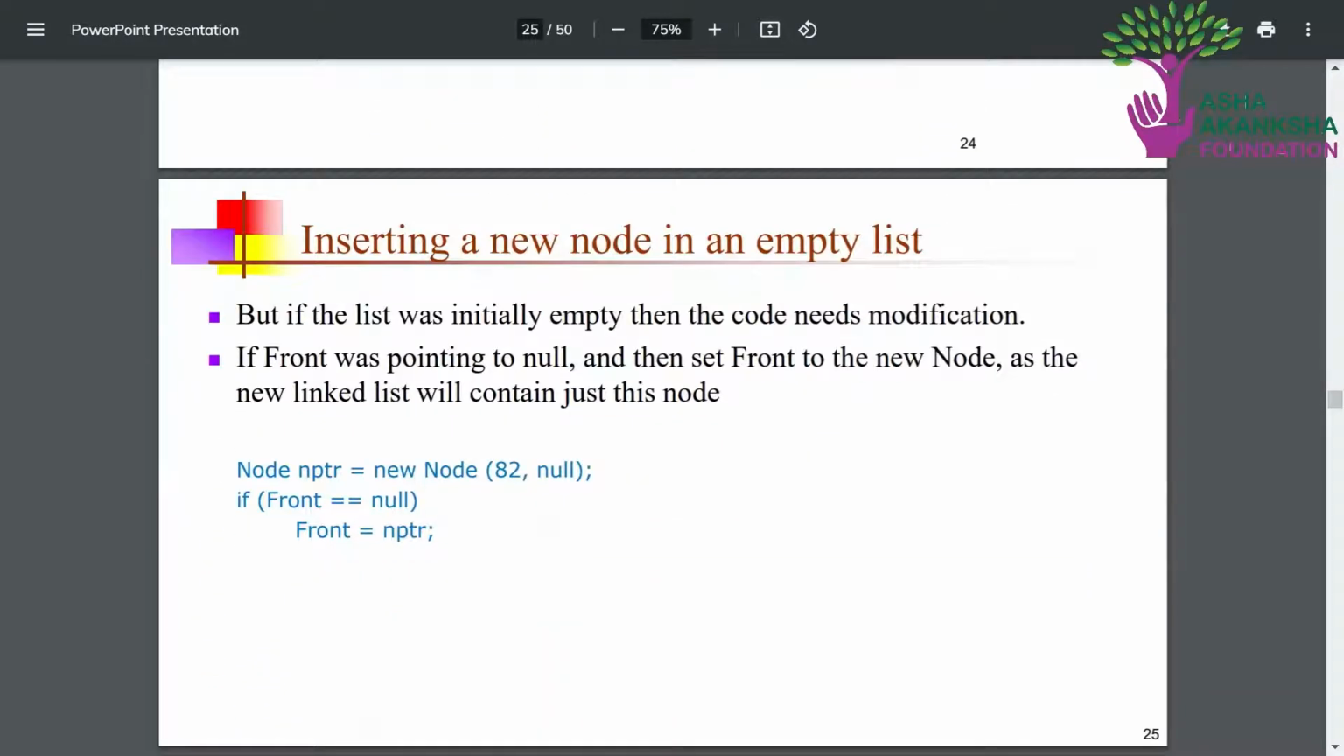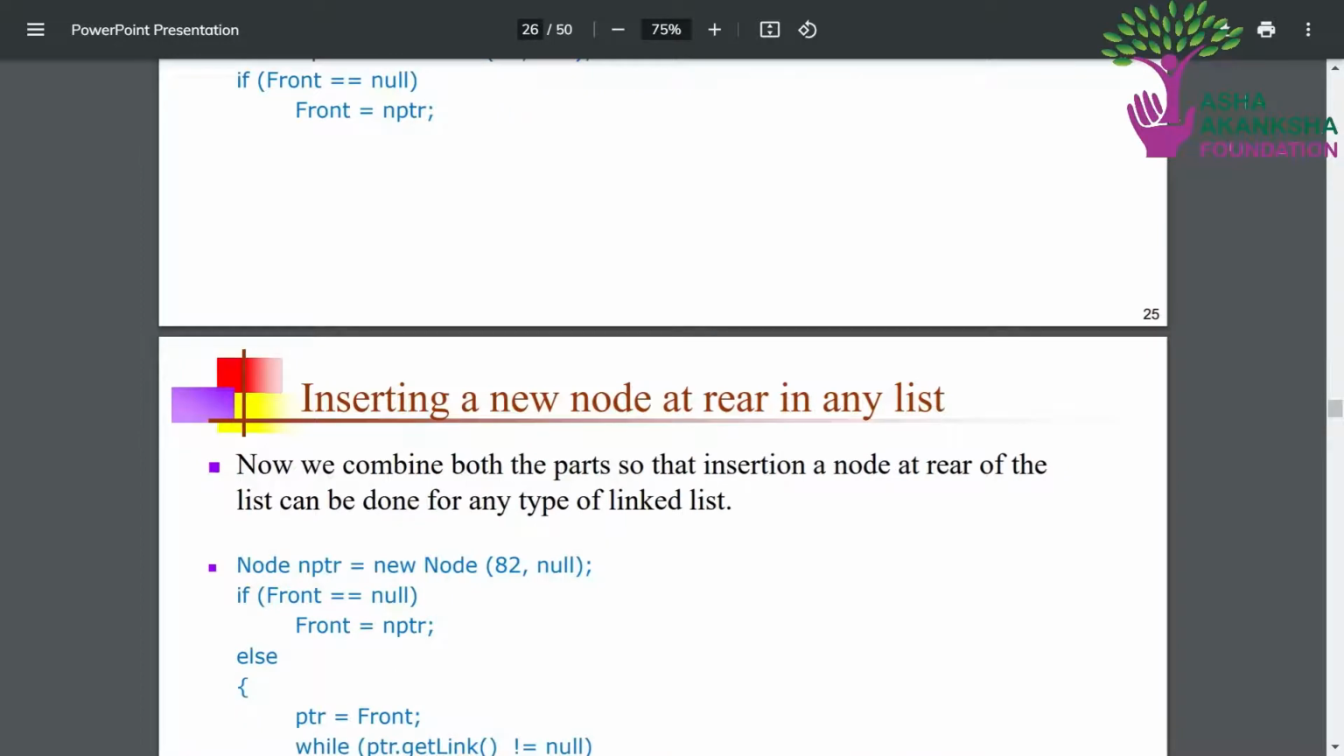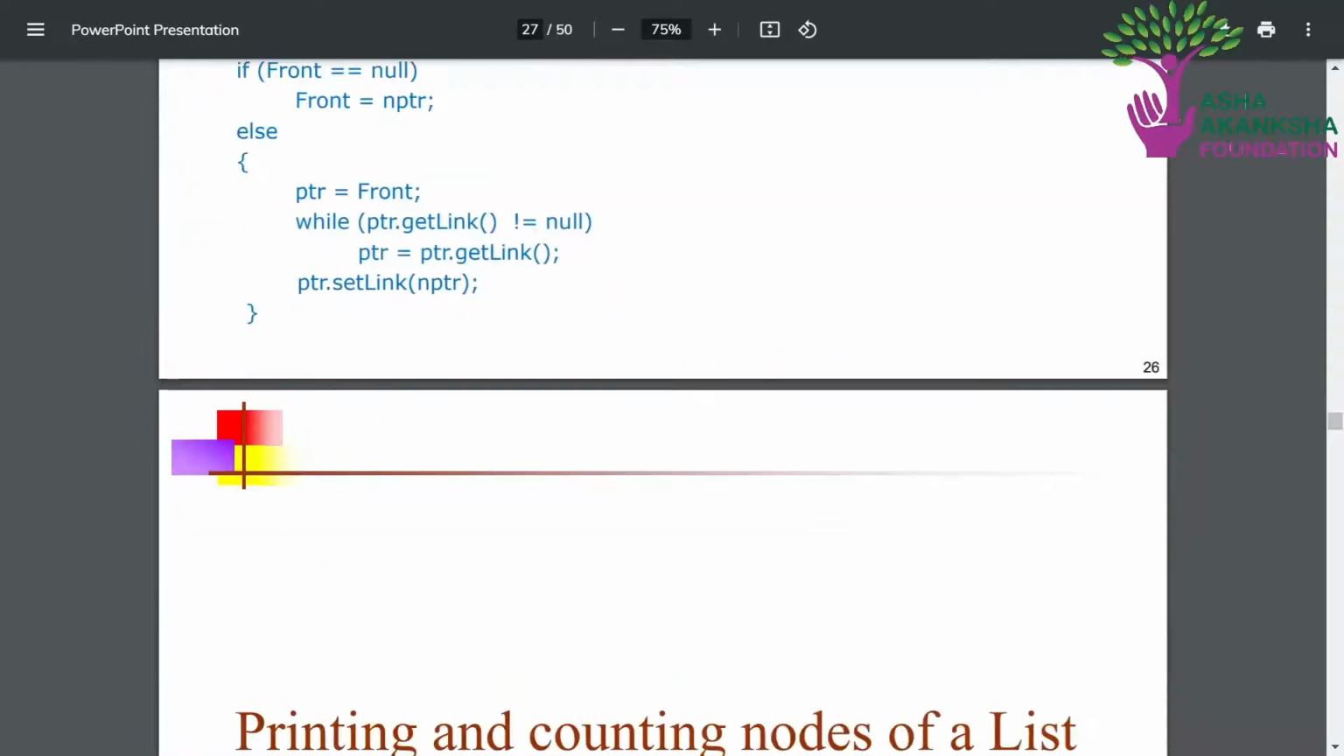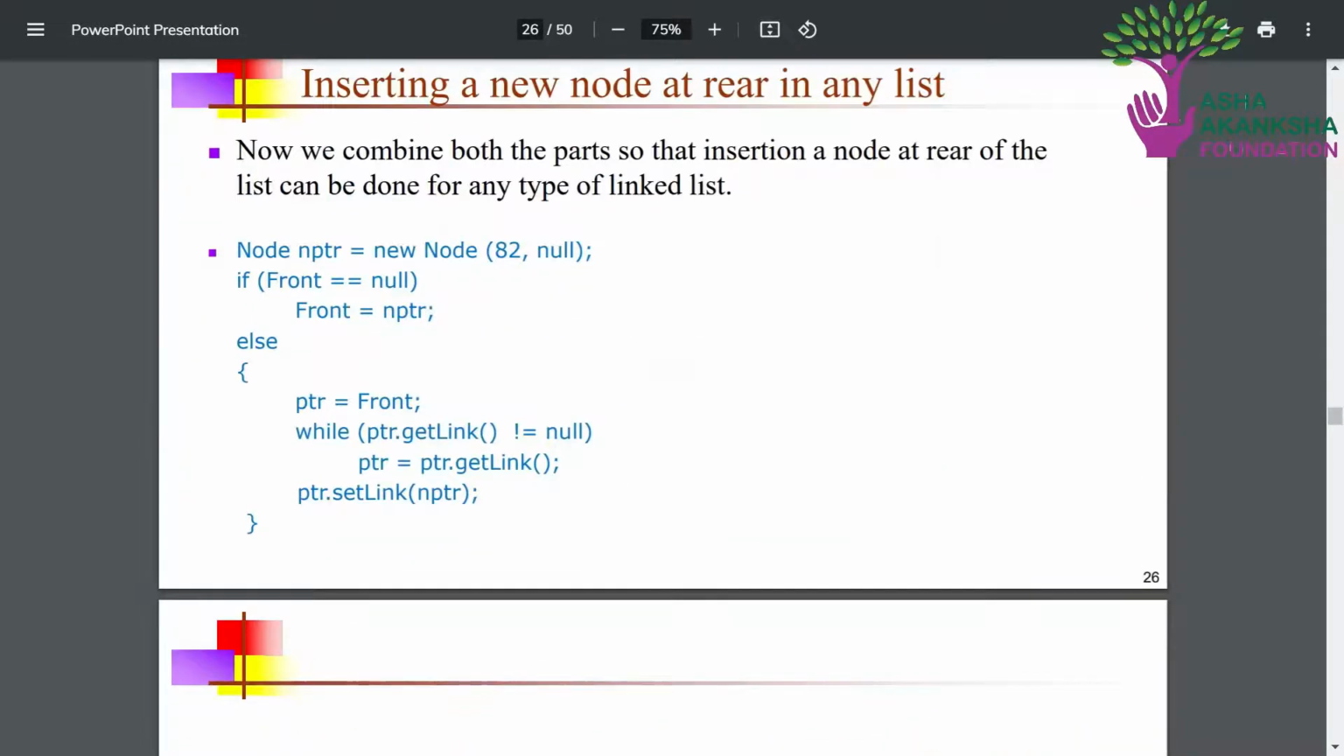So what if we insert a new node in the empty list? Then the code needs modification. If front was pointing to null, then we set front to the newly formed node, as the new linked list will only contain this node. So we have seen the code for inserting a new node at the rear in any list.